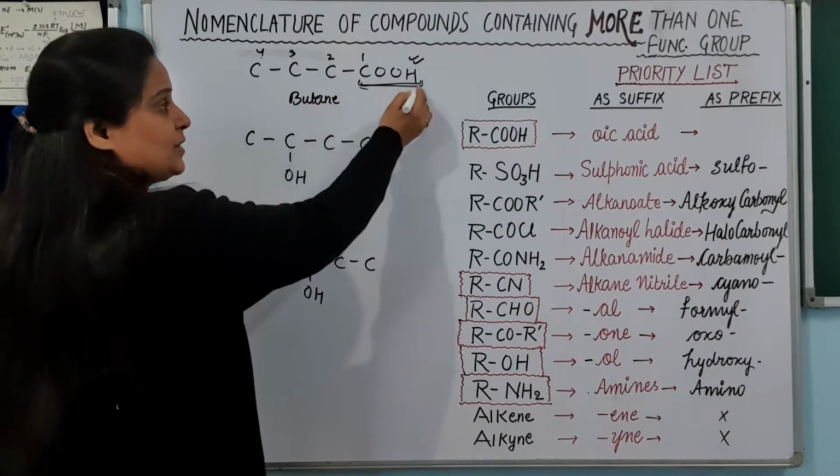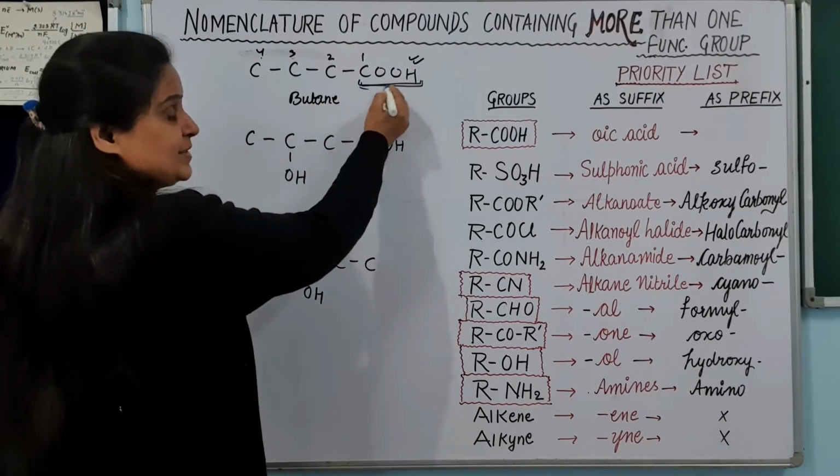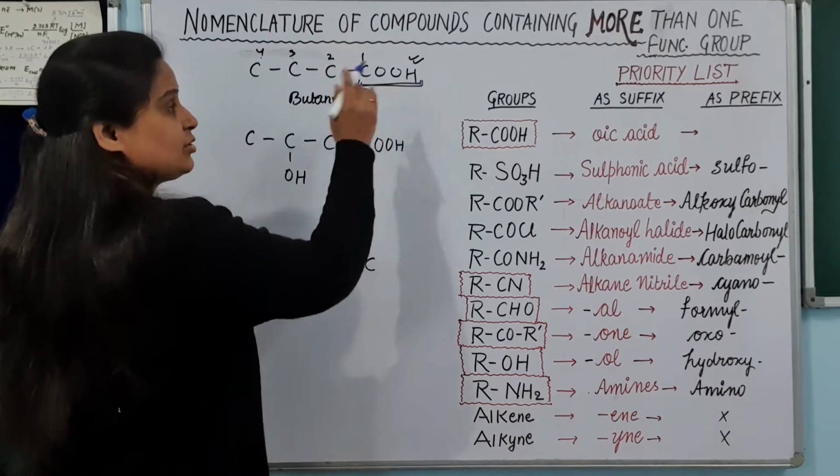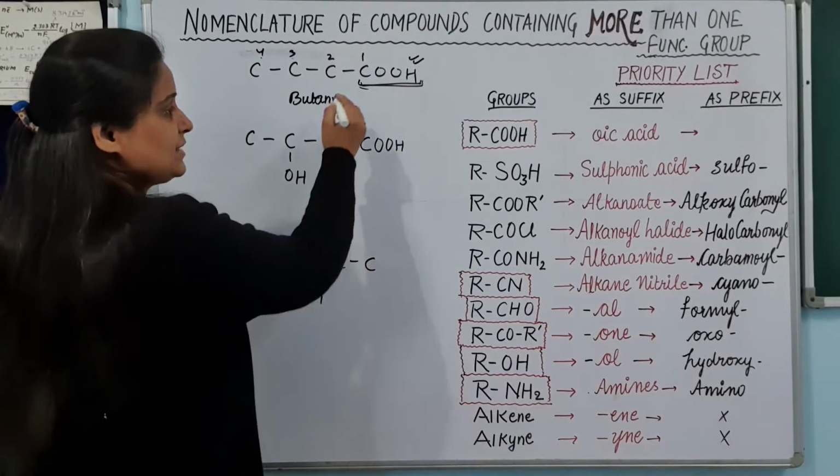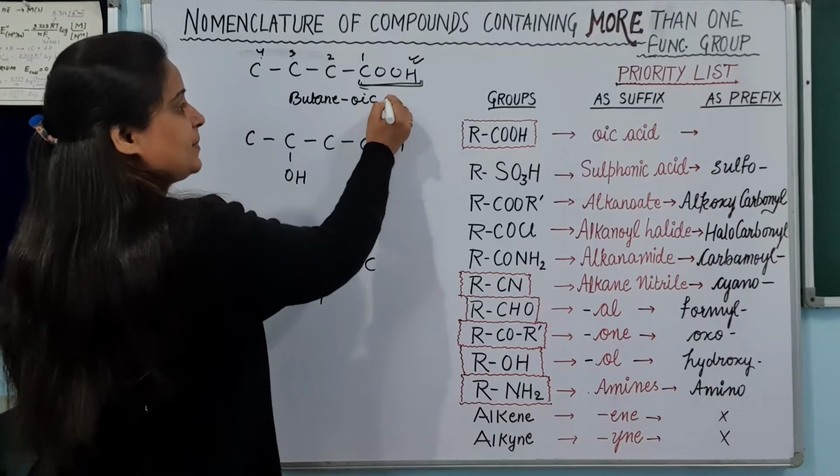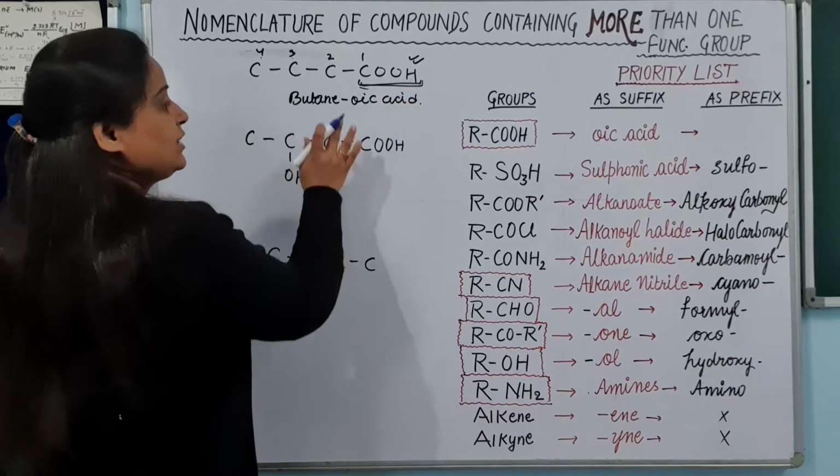What is the functional group here? The secondary suffix is COOH. So what is the suffix used for the carboxylic acid? It is oic acid. Oic acid. ठीक है, तो हमने क्या किया?